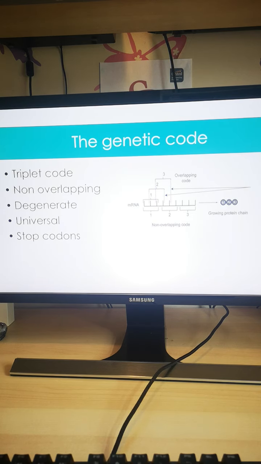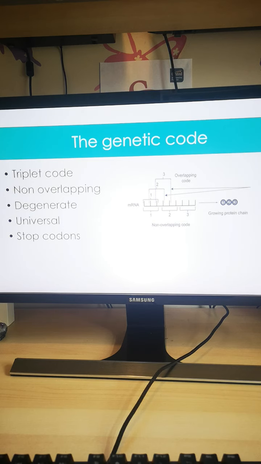The next feature of the genetic code is that it's universal. That means all living organisms use the same code. So if an mRNA has AUG as its codon, it doesn't matter whether it's a bacteria, a human, a lion, on the ribosome, a tRNA with a complementary anticodon to that AUG will bring the same amino acid, Met, no matter what species.